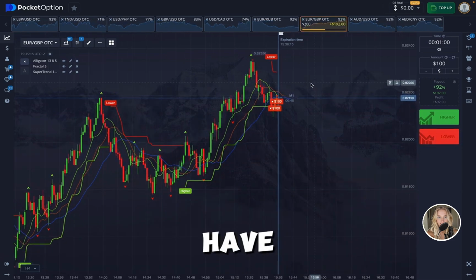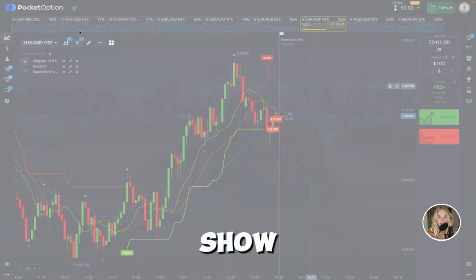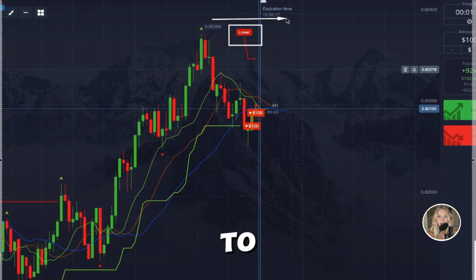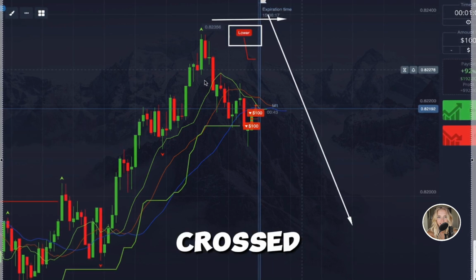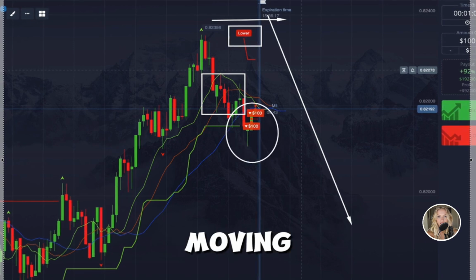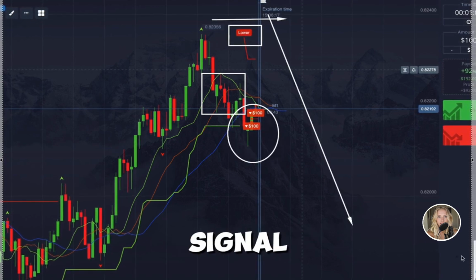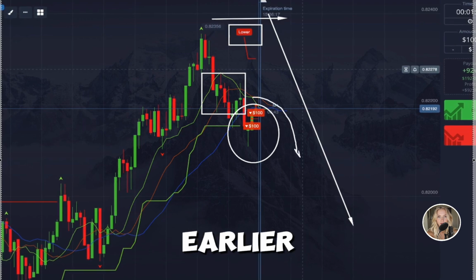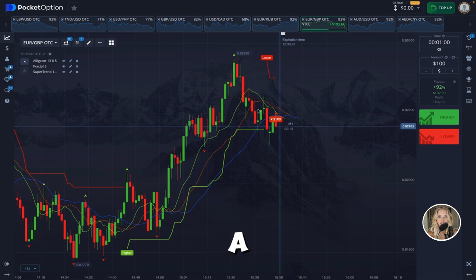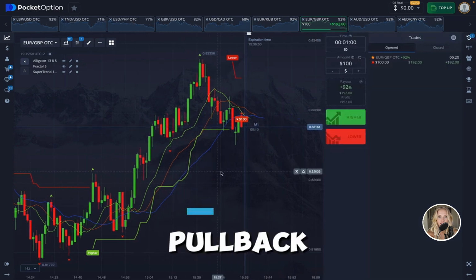In general, we have a position on the super trend began to show the emergence of downward momentum. This is the first point that we have to take into account. The movement has crossed the moving lines. Now, the movement is below all the moving lines, so this is the second signal to open downside trades. Earlier, we also had an update of the structural global high, so I decided to open a downside trade. I think the pullback should continue.